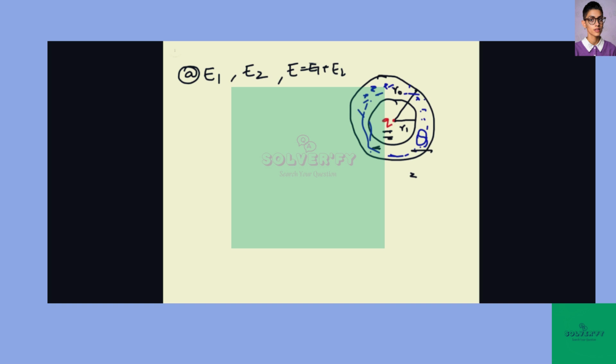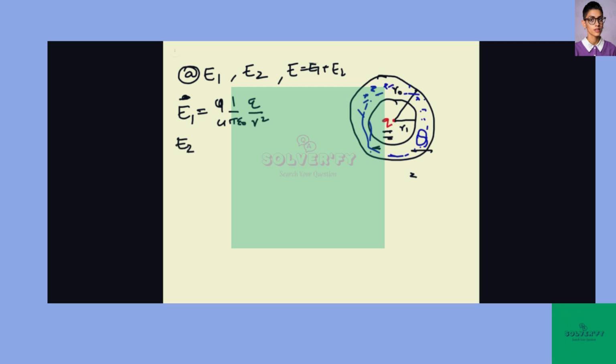Now, the electric field due to charge lower q will simply be, as we know, 1 by 4 pi epsilon naught q by r squared, where r is the distance at which we are finding the electric field. This will be constant regardless of where we are. We only need to think about the capital Q.